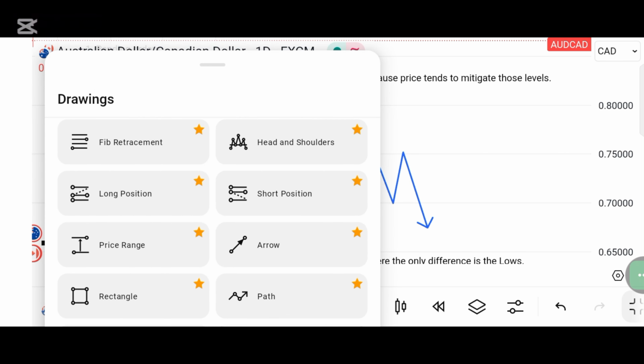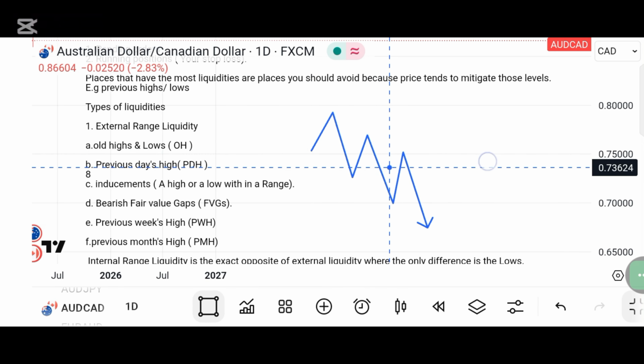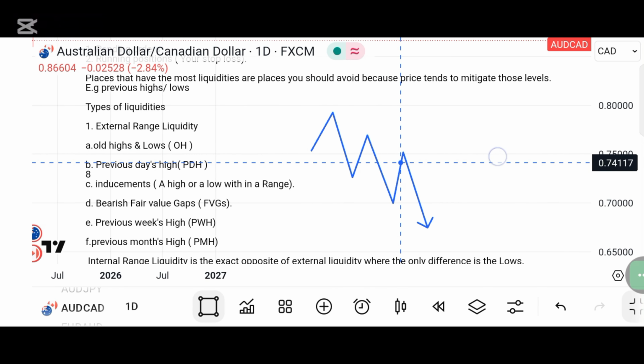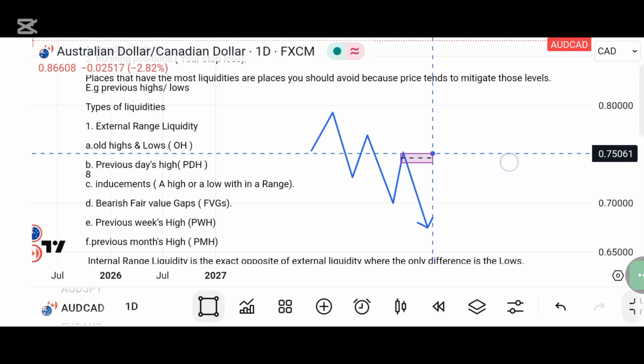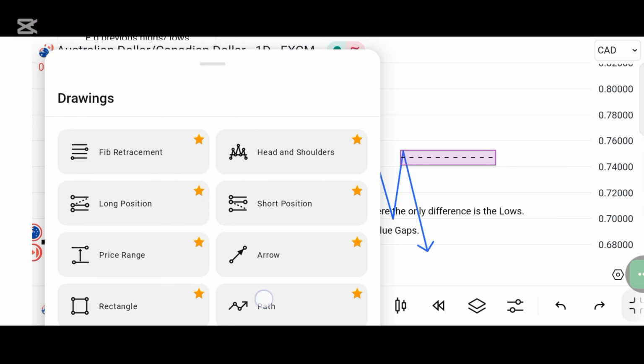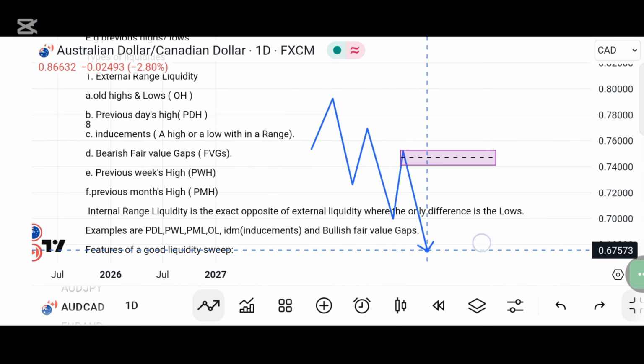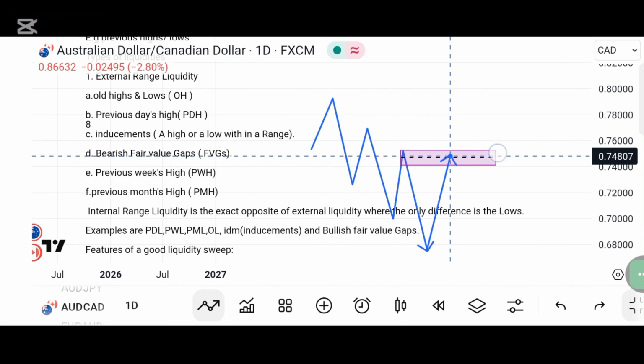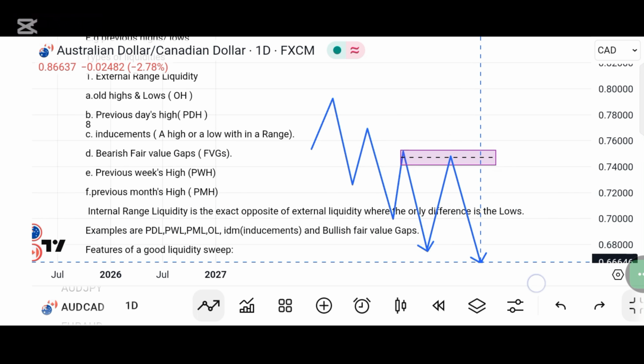And for those of you using different kinds of strategy, let's just say supply and demand strategy, at every point in this supply level, you're expecting price to come to your supply level to mitigate your supply zone. Most of you using ICT concept will call it the order block entry model, so as to get down with the trend.